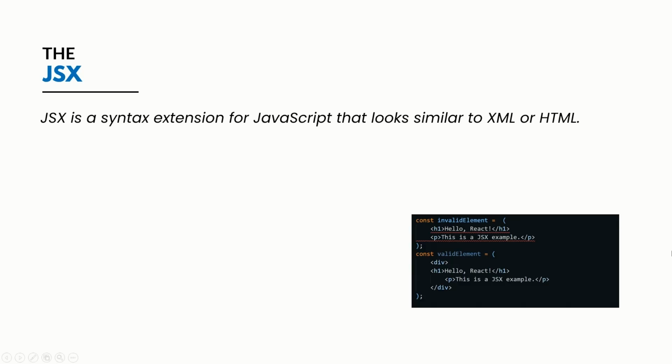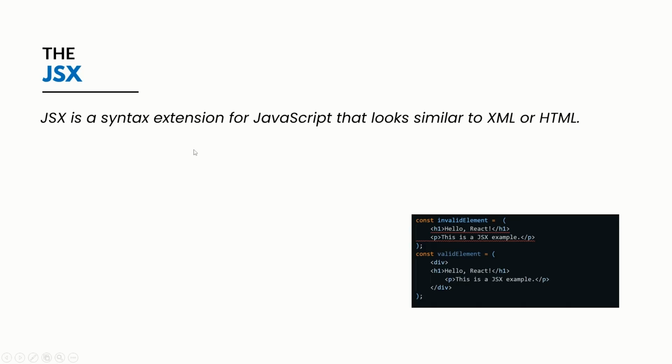If you see the image for reference, we have const invalid element equals this block of code. This is JavaScript. We are declaring an invalid element, and inside that we are rendering HTML. We have the h1 tag with hello React, then the paragraph tag with this is a JSX example. And the second element is also there: const valid element equals this element, and here we have a div, the h1 tag, the paragraph tag and all.